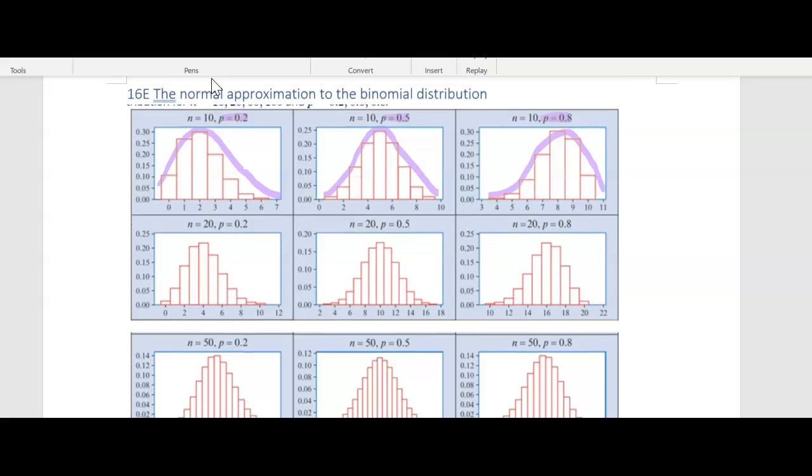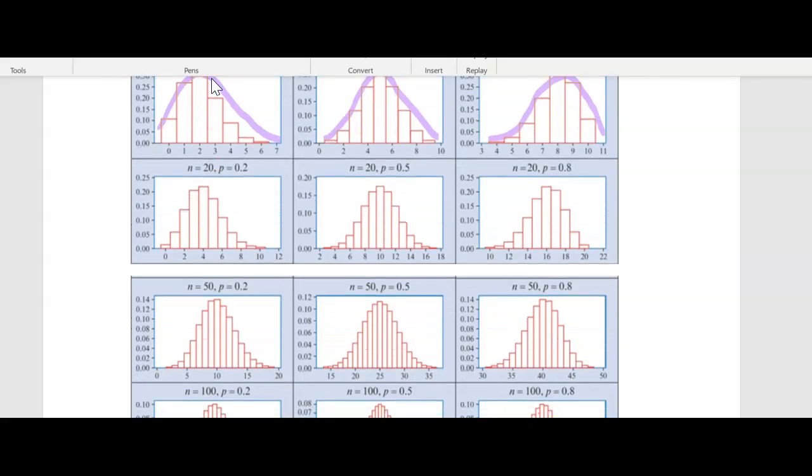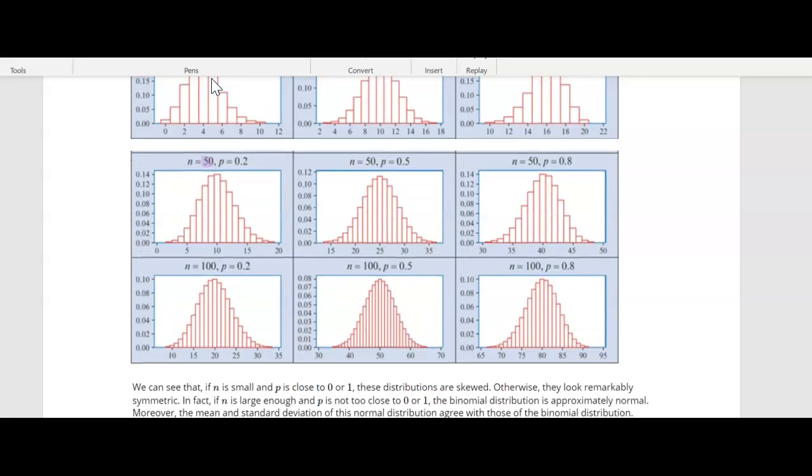Now, as we go down the page, our value of N increases. So it goes from 20 to 50 and then last of all, 100. So as your value of N increases, and it doesn't matter what your p-value is, they represent a normal distribution, as you can see here.